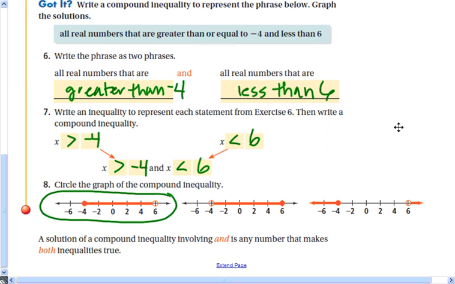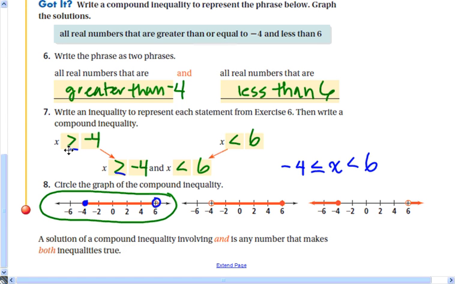Here's your answers. Notice that in order to be greater than or equal to -4 and less than 6, I forgot the equal sign. We have a closed circle on -4 and an open circle on 6, and it's the numbers in between. Whenever that happens, you could actually write this as one inequality. You could say -4 is less than or equal to x, which is less than 6.